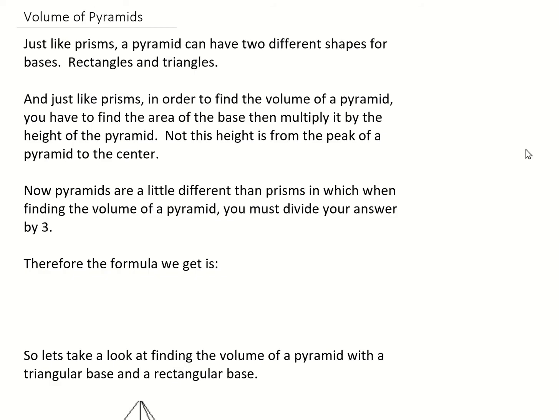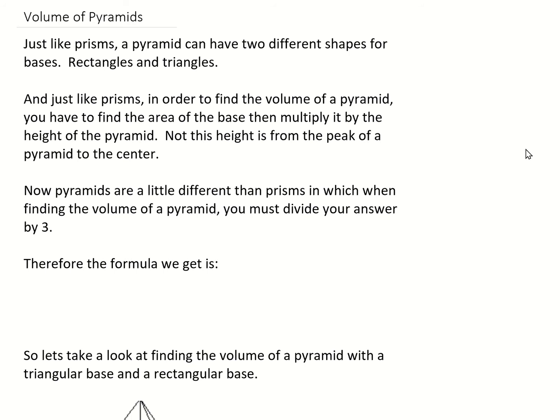So, here we go. Just like prisms, a pyramid can have two different shapes for bases. They can have rectangles and triangles. And just like prisms as well, in order to find the volume of a pyramid, all we have to do is find the area of the base, multiply by the height.